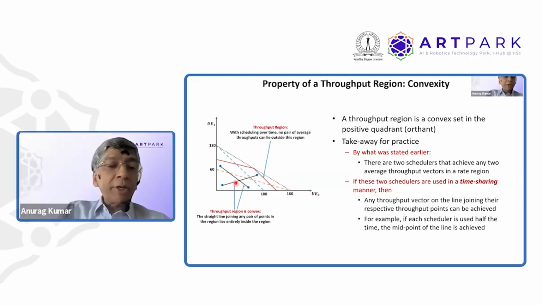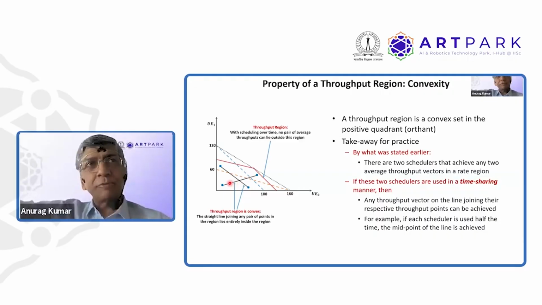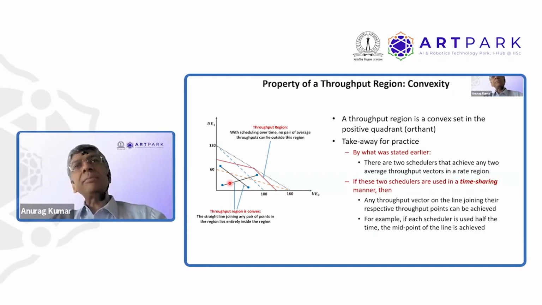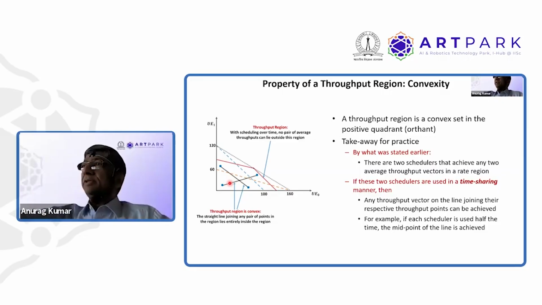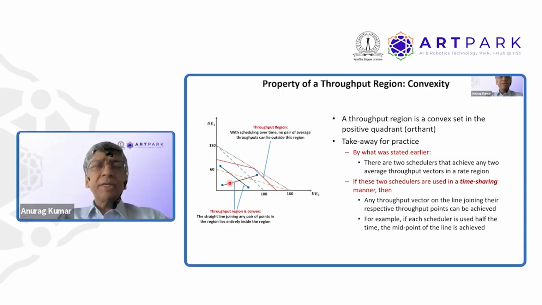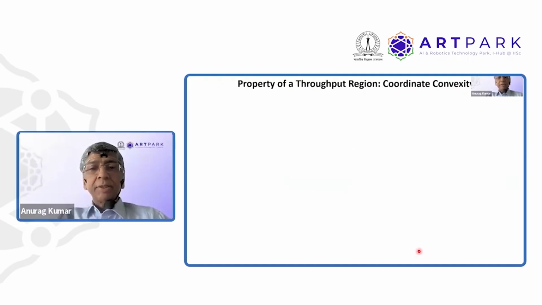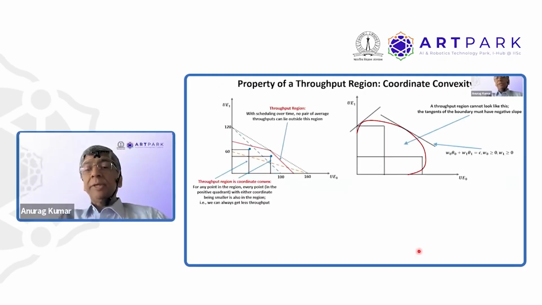How do I get a point which is close to this scheduler? I schedule this scheduler more often and that scheduler less often. So by time sharing between 2 schedulers, I can get every point. So as I said earlier, every point in the rate region is achievable. If 2 points are achievable, you can achieve any point in between by time sharing between them. That's all it is saying. So time sharing is available to us in the scheduler. Okay. All right.